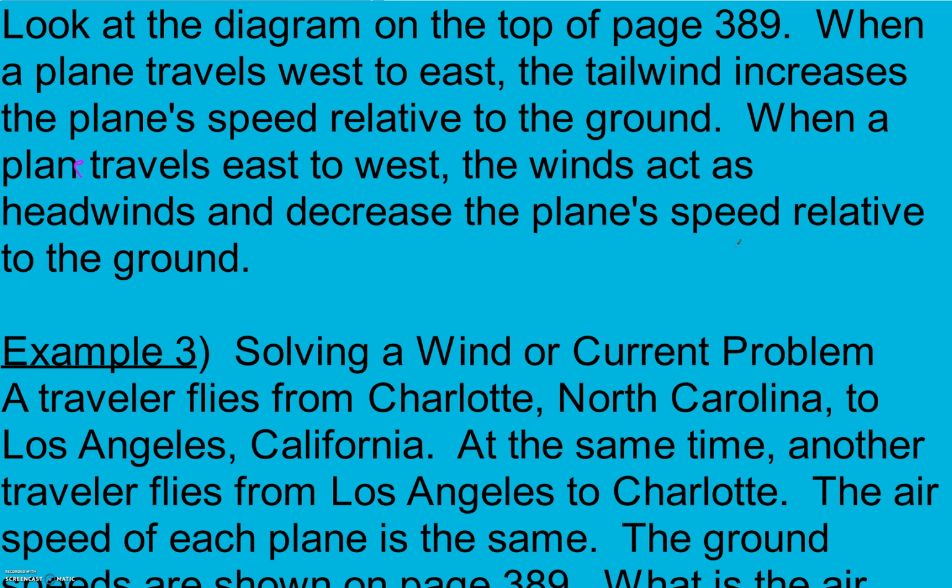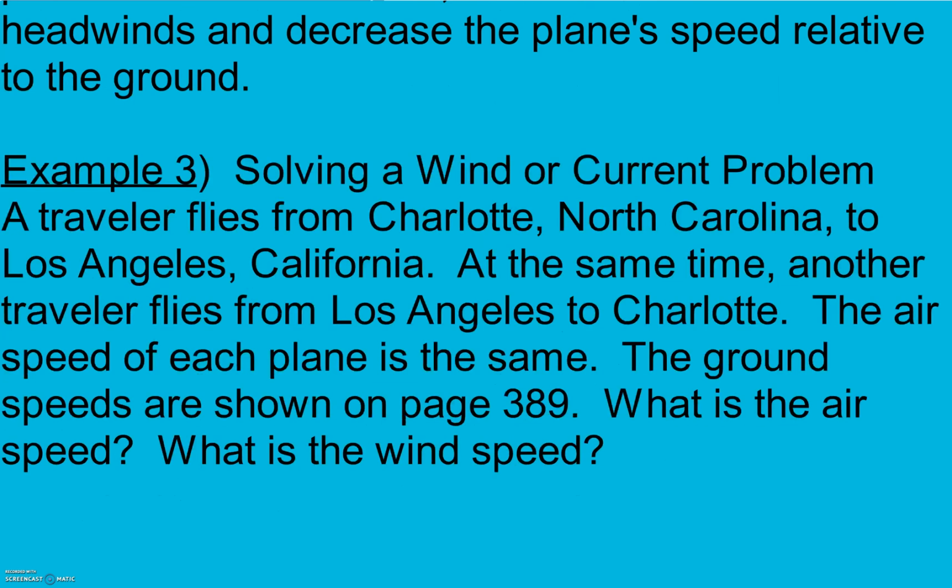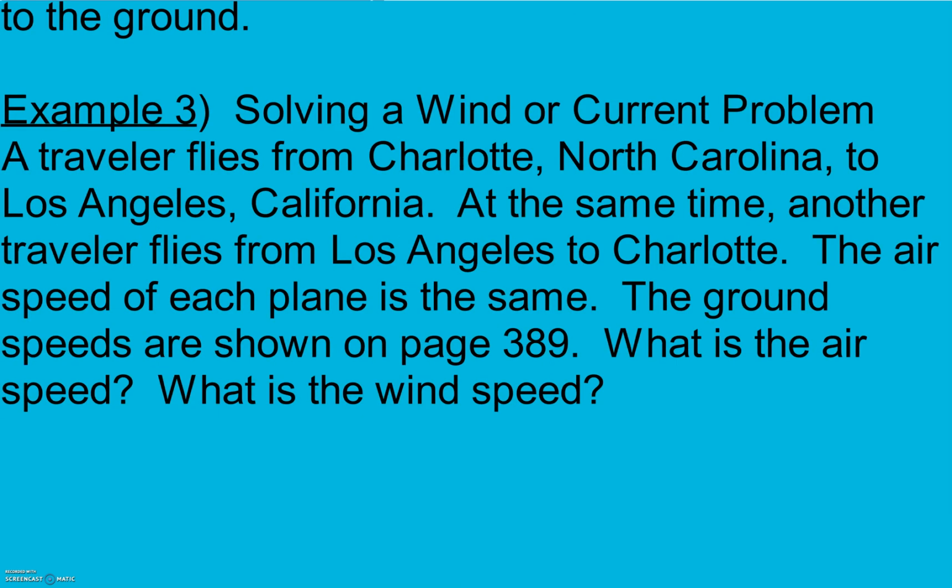At the same time, another traveler flies from Los Angeles, California to Charlotte. The airspeed of each plane is the same, which means how fast the pilot thinks they're going, like if they had their cruise control on before the wind even impacted them at all. Okay? The ground speeds are shown on page 389. We want to know what is the airspeed, so how fast is the airplane traveling, and what is the wind speed. So the ground speeds here are relative to the ground.